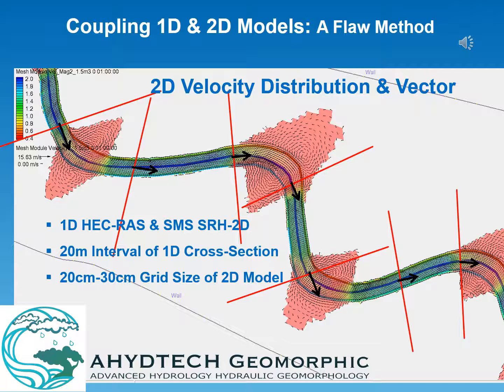method. I developed a 1D HEC-RAS model and a two-dimensional SMS SRH-2D model. The HEC-RAS model has a 20-meter interval of 1D cross sections, whereas the SMS SRH-2D model had a 20 to 30 centimeter grid size. As you can see here, the cross sections and the model were developed for a natural channel with a riffle-pool sequence. If I'm using 1D HEC-RAS, I might be missing some of the flow field in the riffle or pool.